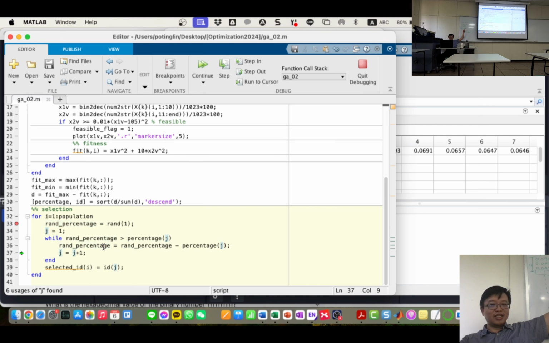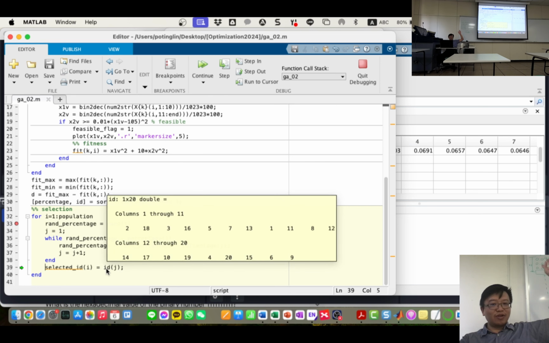Subtract again. So remainder is 10%. You need to subtract again. So now remainder is only 3%. And the j is already 3. So going to the fourth one. The j is 4. So the fourth ID is 16. So the 16th chromosome is selected.